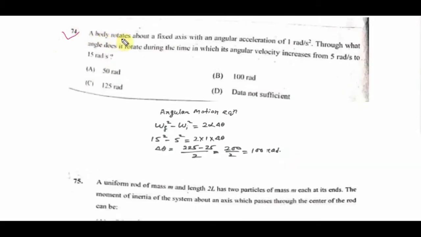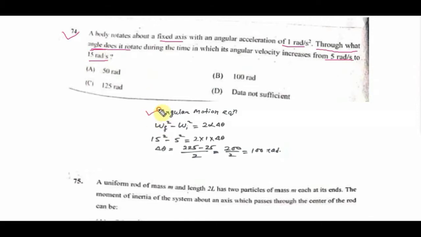A body rotates about a fixed axis with an angular acceleration of 1 radian per second square. Through what angle does it rotate during the time in which its angular velocity increases from 5 radian per second to 15 radian per second? So you have to find the angle in radian.